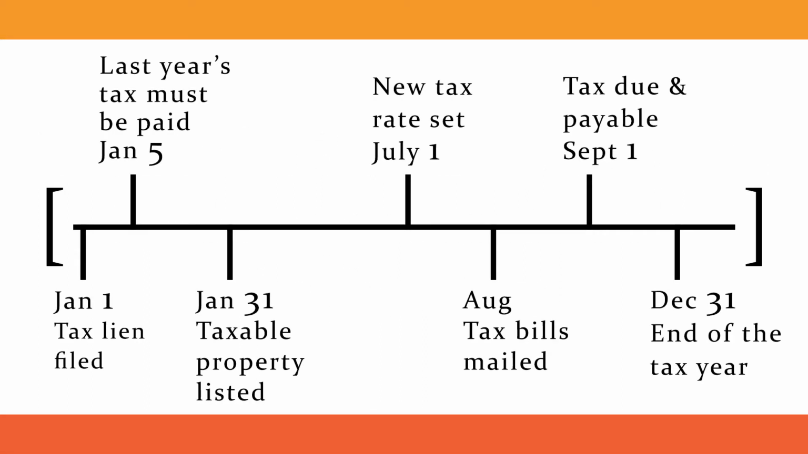Here's the tax timeline. Taxes attach to a property and become a lien on January 1st of the current year. Taxes are not due until September 1st. Real property taxes cannot be paid until September 1st. The owner of a real property has until January 5th of the following year to pay their real property taxes without any penalty or interest. In North Carolina, the seller usually pays through the day of closing for property taxes.